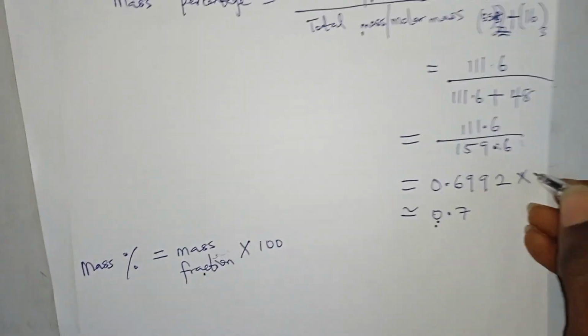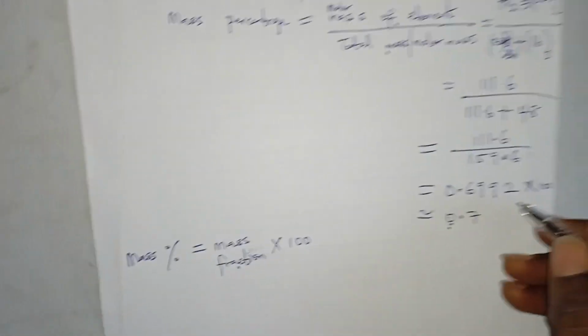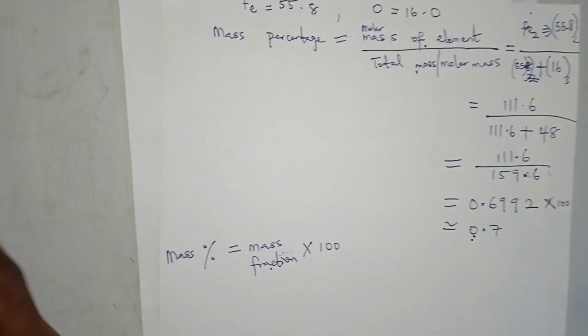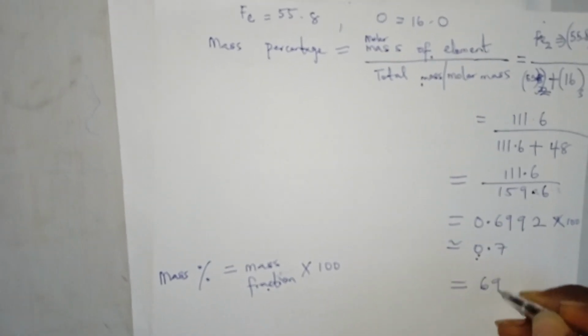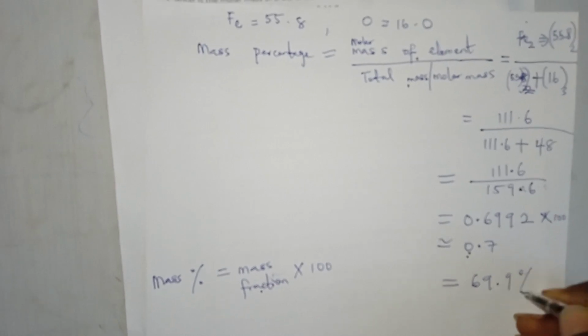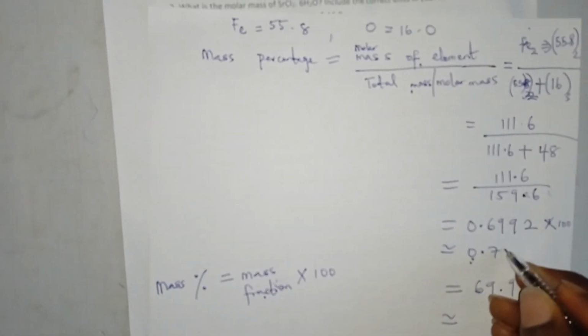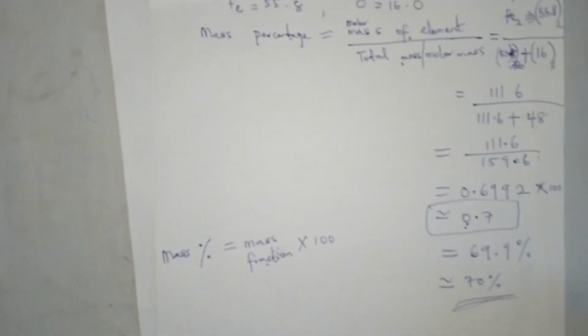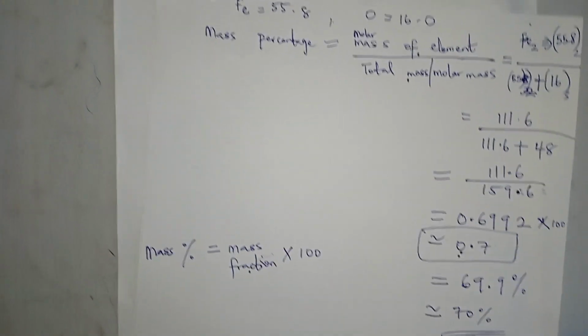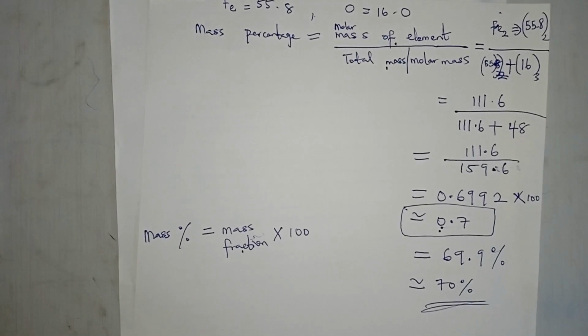Okay, remember I told you not to approximate until your final answer. So when you punch this, you now have that times 100 is going to give you 69.9%, which is approximately 70%. So that is for question 1. So let's move to question 2.